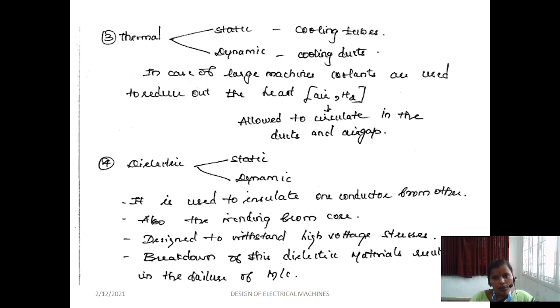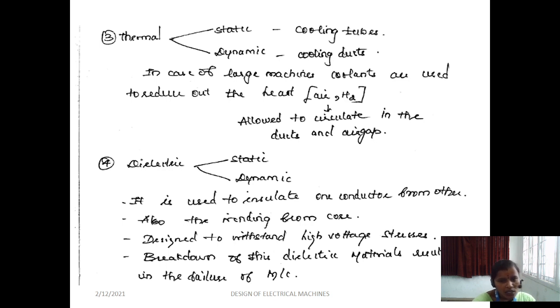That air will be allowed to circulate into your ducts and air gap in order to dissipate the heat that is developed during operation. And the fourth classification is your dielectric medium. In this case, the major consideration in the construction of your electrical machine is the placing of insulation, right? And the placing of insulation falls under your dielectric here.